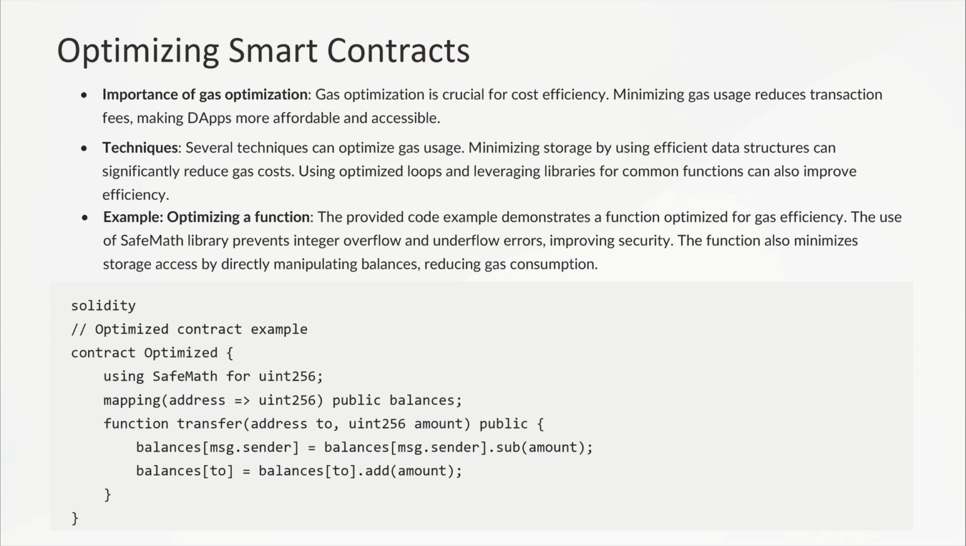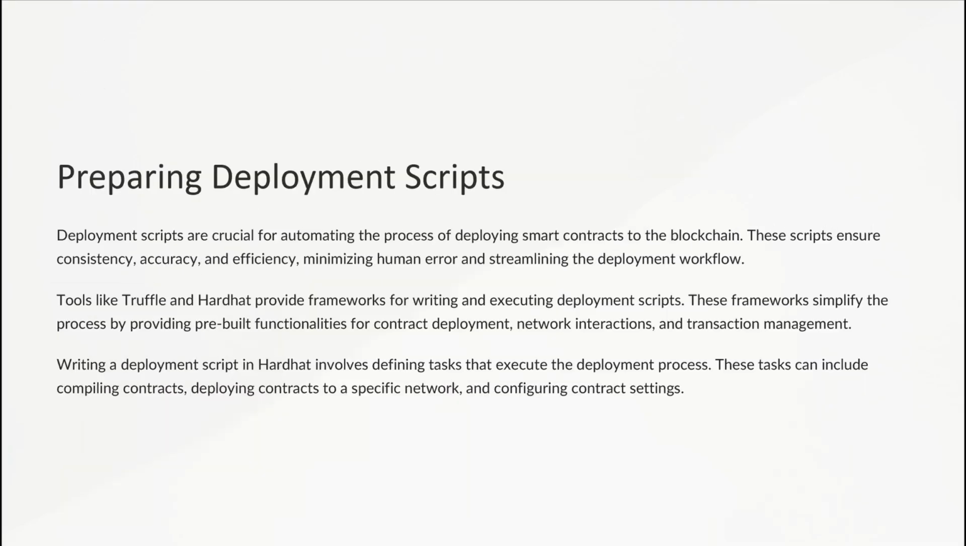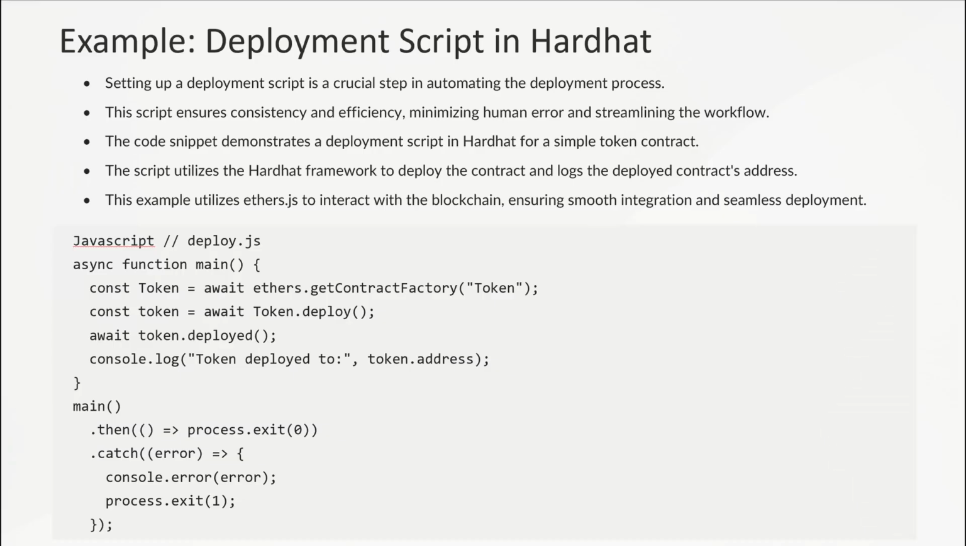For example, a function that directly manipulates balances and minimizes storage access can greatly reduce gas consumption, making transactions more affordable. Preparing deployment scripts. Deployment scripts automate the process, ensuring consistency and reducing human error. Hardhat and Truffle offer frameworks to write scripts that compile and deploy contracts to specific networks. Automating these tasks ensures accurate and efficient deployment. For example, a Hardhat deployment script can automate the deployment of a token contract, logging the deployed contract's address and ensuring the process is error-free.